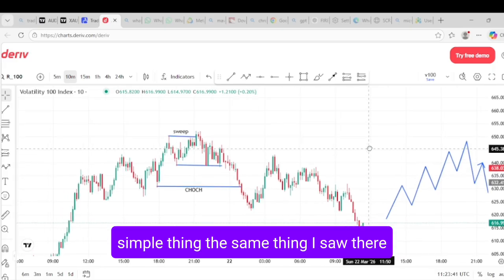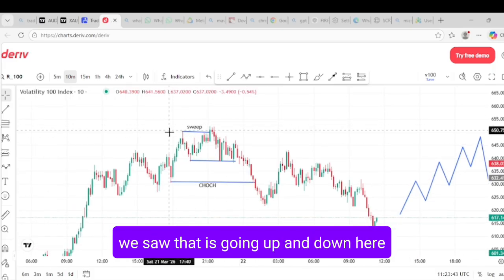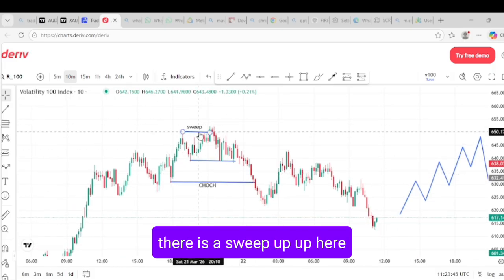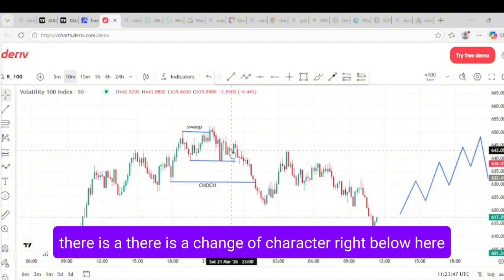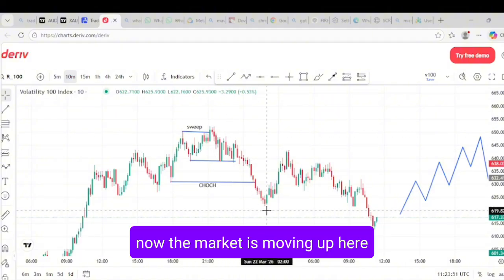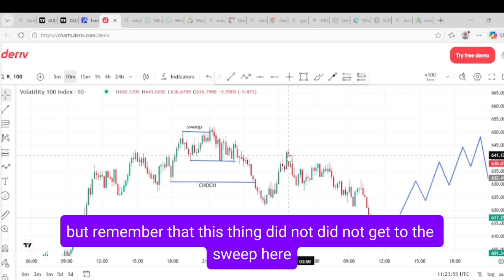Simple thing. The same thing I saw there. We saw that it's going up and down here. There is a sweep up here. There is a change of character right below here. Now the market is moving up here. But remember that this thing did not get to the sweep here.